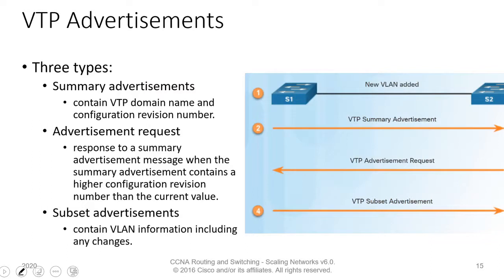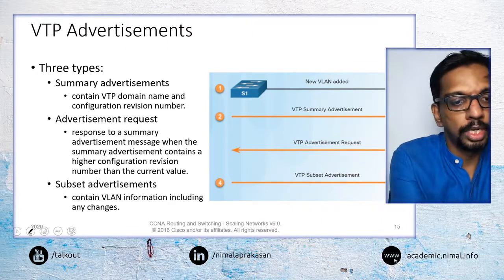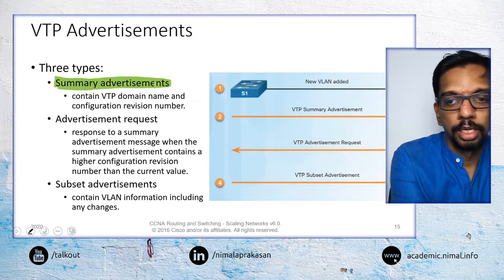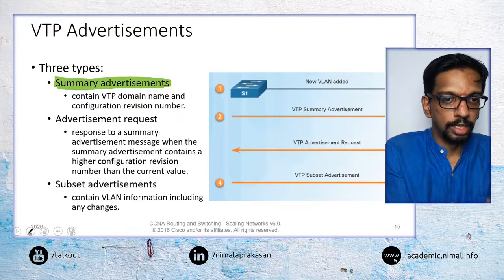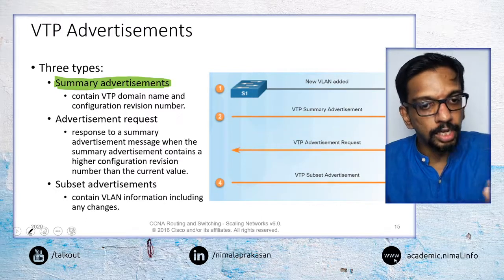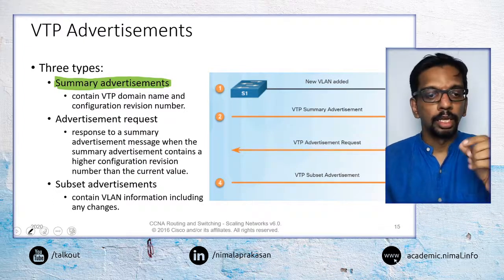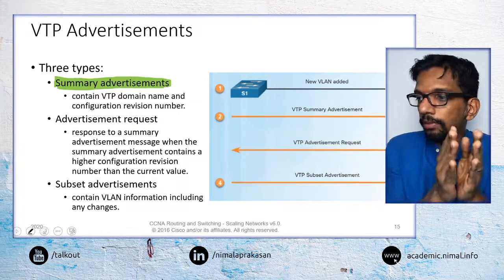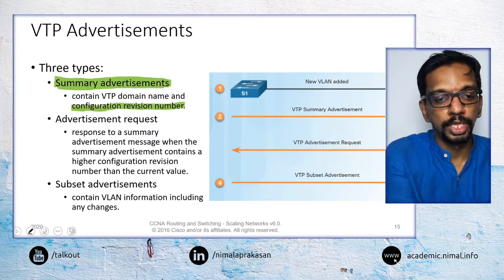So when we take a basic VTP operation, there are 3 types of information that would be shared in VTP. The first one is what is called summary advertisements. Summary advertisements are sent if a new VLAN is added; then it will send a summary advertisement that will contain that information. Whenever new summary information is sent, it will also include what is called the configuration revision number.